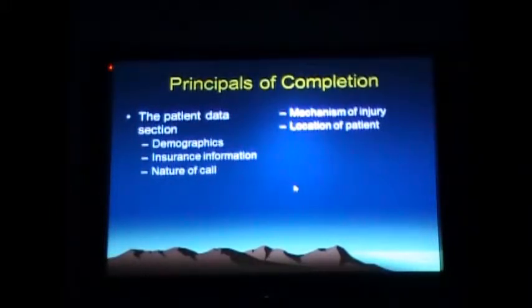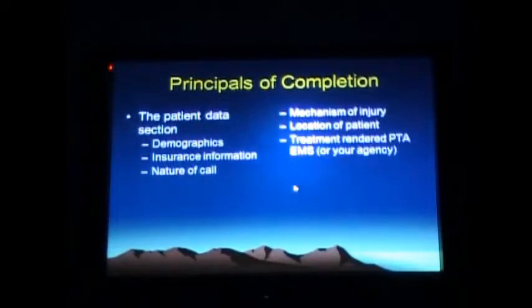Clearly, and again, these are many checkbox items: mechanism of injury, location of the patient, any treatment rendered prior to arrival are typically handled nicely with drop-down boxes. If RMS doesn't have those kinds of things, these are the things you would definitely want to include in your narrative.